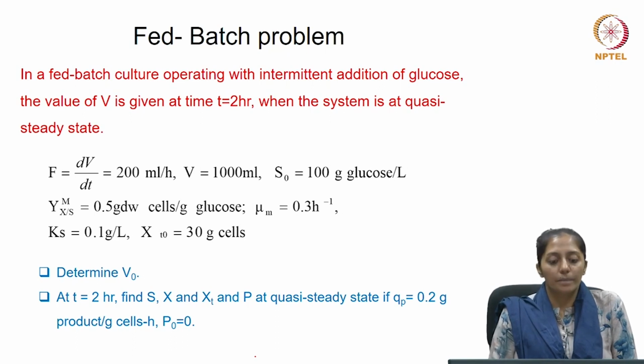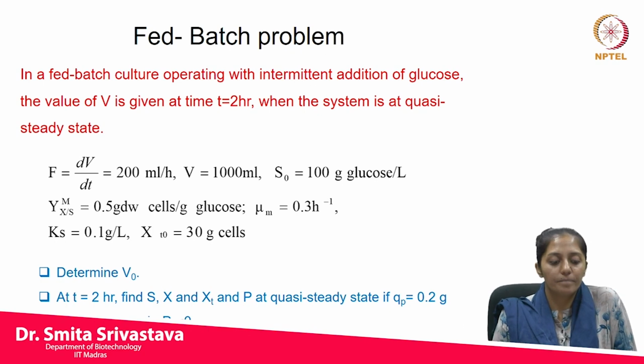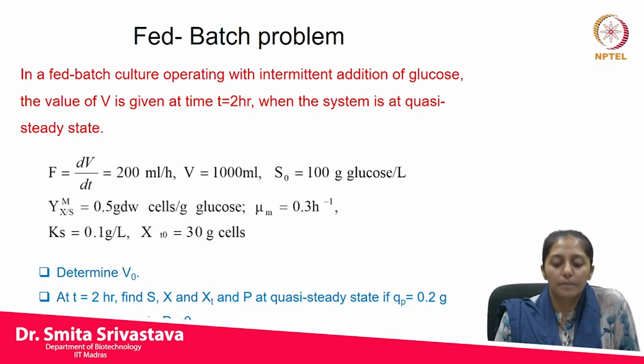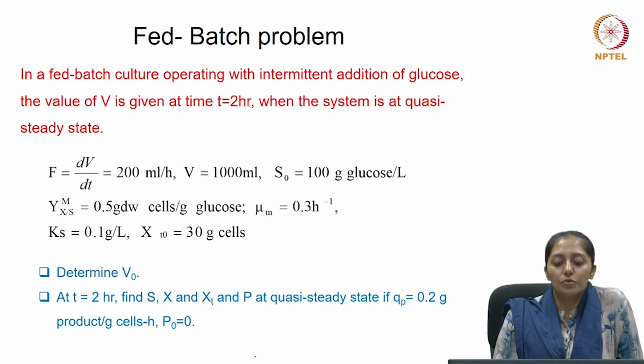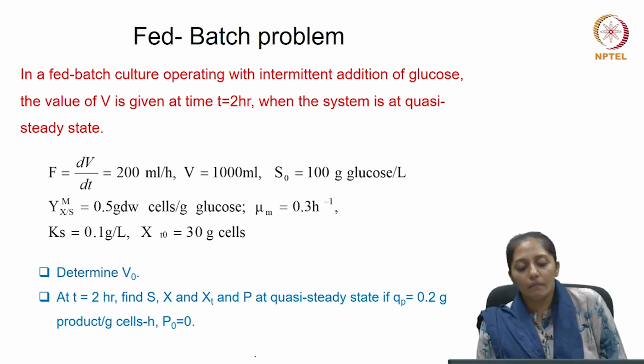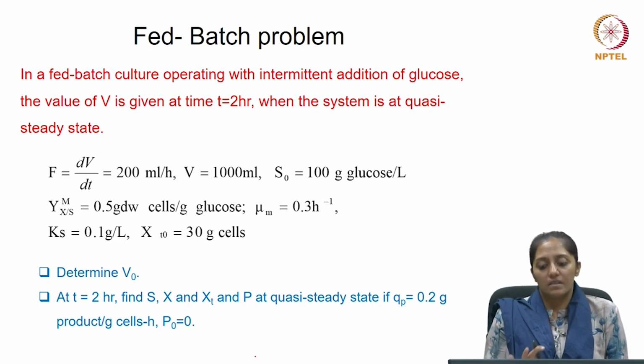Let's do the practice problem. So let's read the problem. In a fed batch culture operating with intermittent addition of glucose, the volume at time t equals 2 hours is given as 1000 ml. At this time the system is running at quasi steady state.